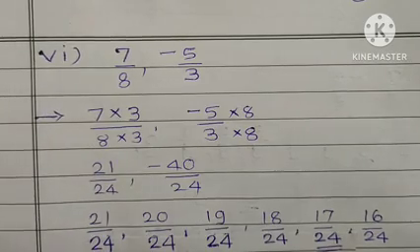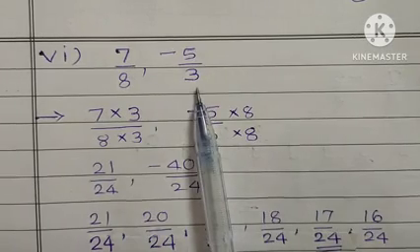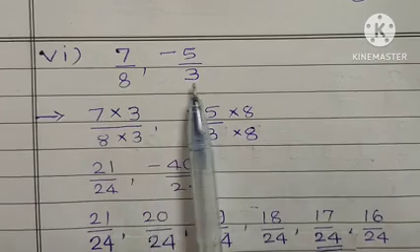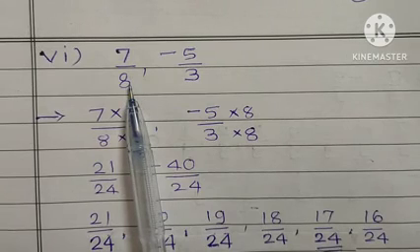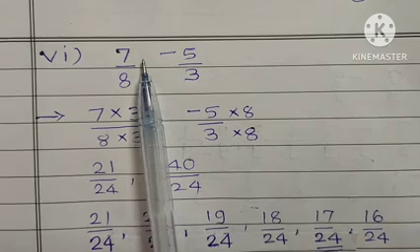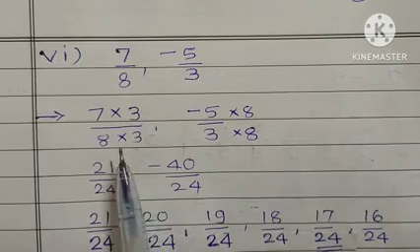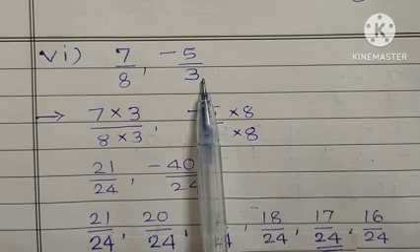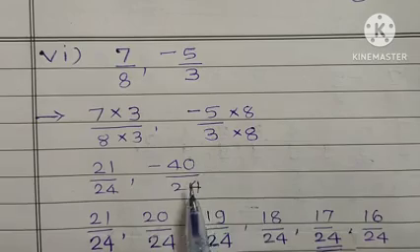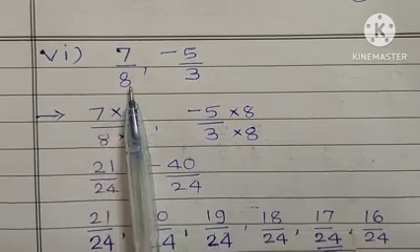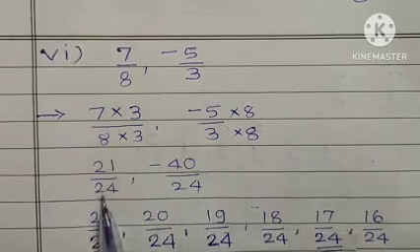Example 6. 7 by 8 and minus 5 by 3. So, here the denominator is not similar. So, make it similar. If you multiply by 3 to this rational number, you will get 24 in the denominator. Now, if you multiply by 8, 3 eights are again 24. So, multiply by 3, multiply by 8, the denominator will be 24.